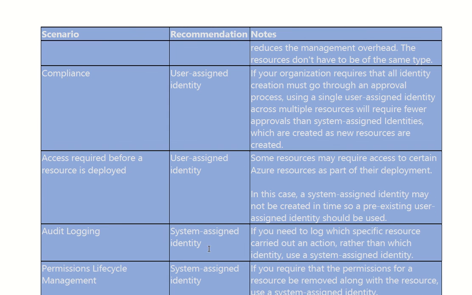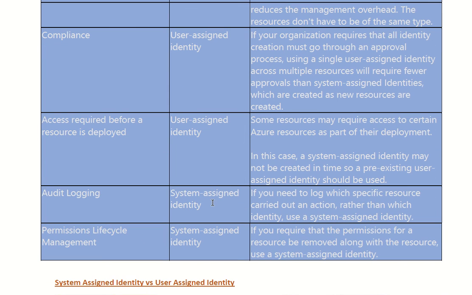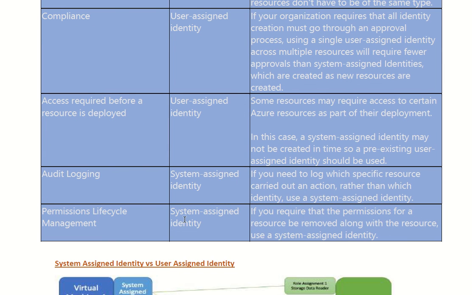Audit logging is a scenario where we will use system assigned identity. If you need to log which specific resource carried out an action, rather than which identity, in that case you go with system assigned identity, because you are interested in the resource, not in the identity. So it's one to one, so go with system assigned identity.